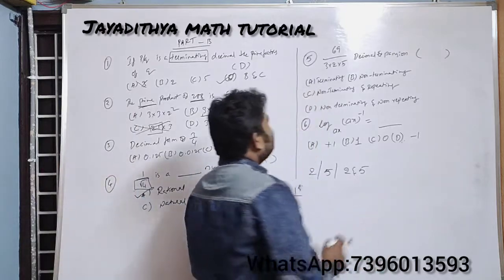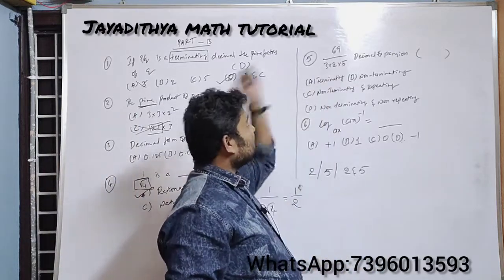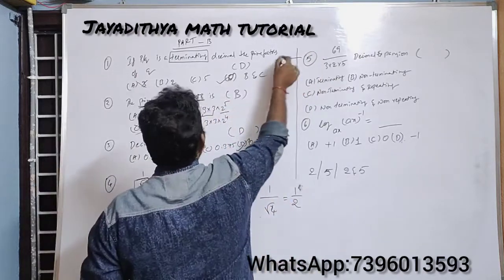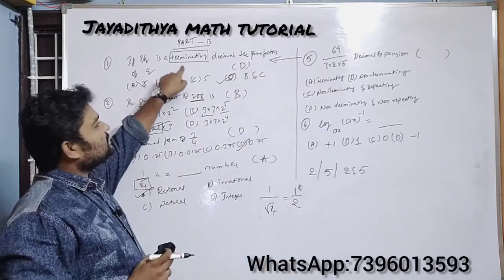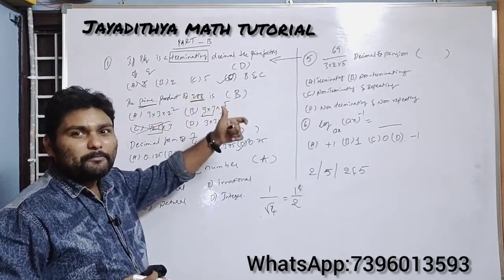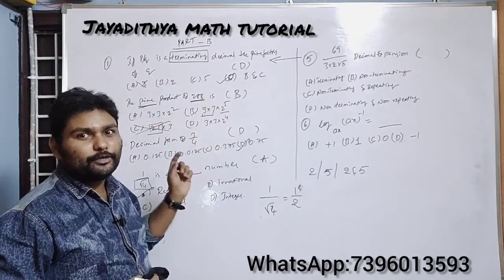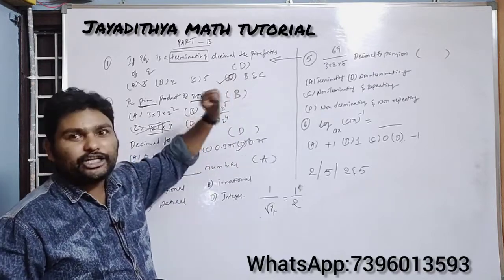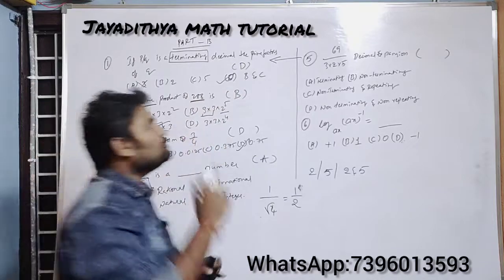And the next one, see here, what is the decimal expansion he has given? That is 69 by 3 into 2 into 5. Just now I have explained in the very first problem: if it is terminating, it should have 2 or 5 or both. If you have any other number, it should not be terminating. So in order to confuse you, he has given 3 in the denominator. But you have to simplify this.